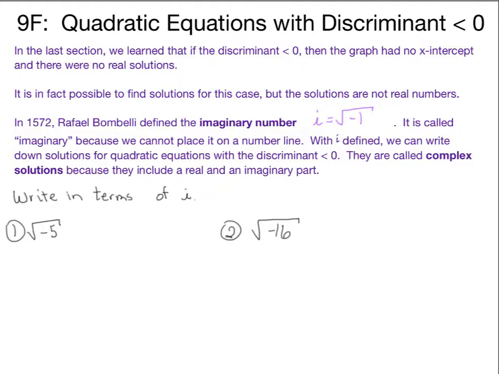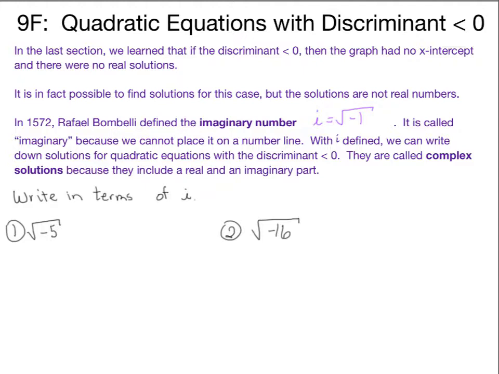They're complex solutions. In 1572, an imaginary number was discovered. i is what we call the imaginary number, and it is equal to the square root of -1. Just like pi is 3.14, etc., i is equal to the square root of -1. We call it imaginary because we cannot place it on the number line. It is not an imaginary number. The number does exist. We just cannot place it on the real number line.